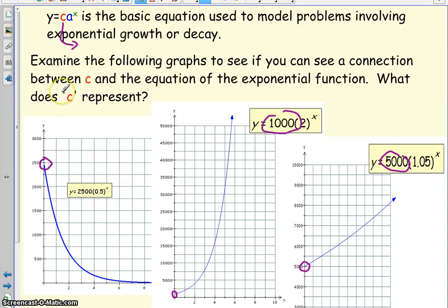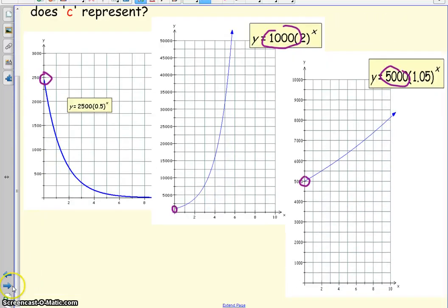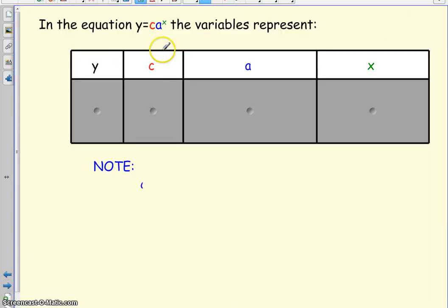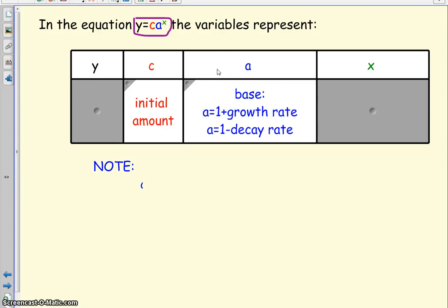So if we know our initial value and we know it models growth or decay, we can use that to help us solve whatever problems we deal with. So in general, with the equation y equals c times a to the x, what do our variables represent? Well, c represents our initial amount. a will be the base of our exponent, and it could represent growth or decay. You have to make sure you know which, because there are going to be problems that describe a rate of growth or a rate of decay.